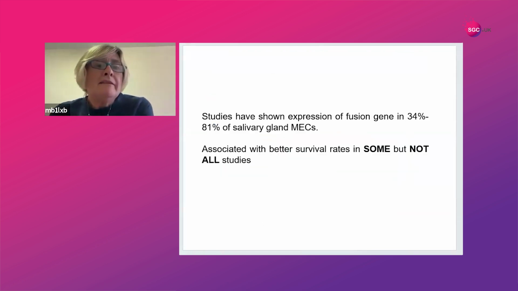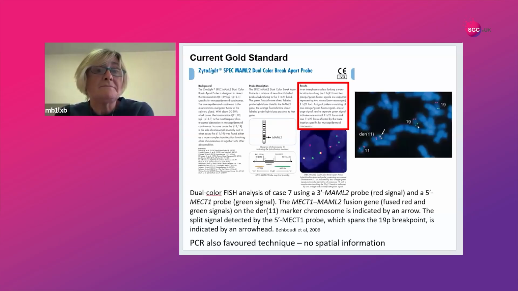So one of the problems, as Rob pointed out, is that this is a rare cancer. So getting enough patients or patient samples into any kind of study is quite difficult to do. There's a big range in the studies as to how often this fusion gene is seen within salivary gland mucoepidermoid cancers. And within those studies, there is disagreement about whether it shows better survival rate or not. Next slide.